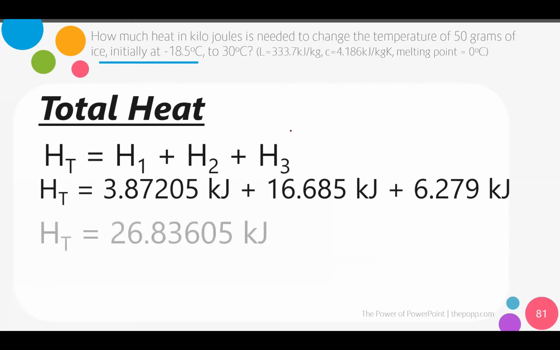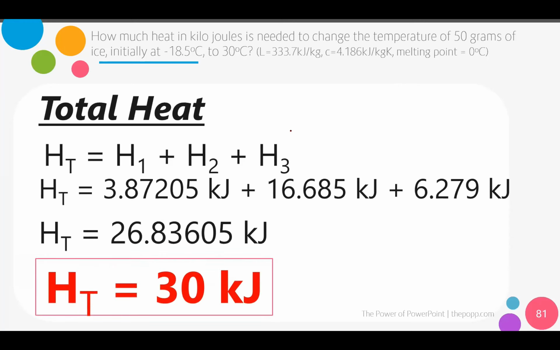And that results to 26.83605 kilojoules. And since the least number of significant figures is only 1, so we will round this to one significant figure, and that is equal to 30 kilojoules. And that is the heat needed to raise the temperature of the ice from negative 18 to 30 degrees Celsius.